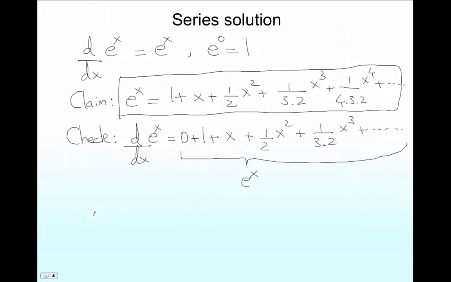Now this is very nice, because if I want the value of e, then I put x equal to 1, and I get 1 plus 1 plus 1 over 2 plus 1 over 6 plus 1 over 24, etc. And if you add this all up, you get 2.71, etc. This is a way of getting the value of e to the x for x equals 1, but it is also useful for getting the value of e to the x for almost any number x.